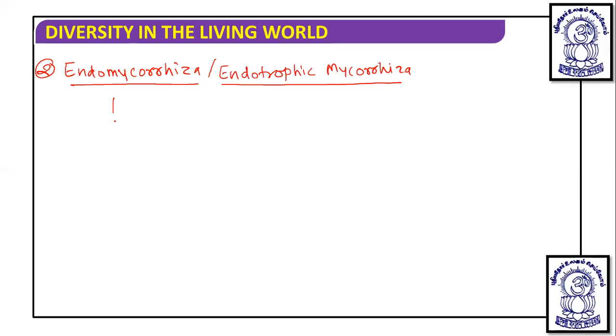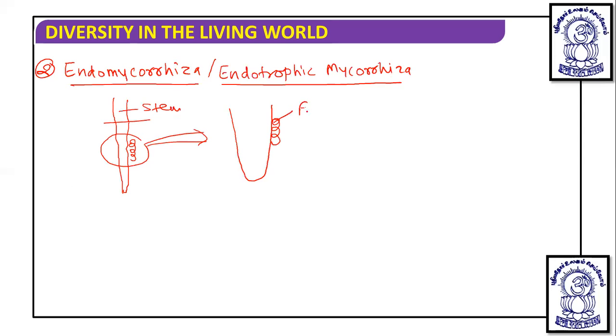So in this, what happens? Suppose this is the stem and this is a root, and the fungus is growing here. If I draw this diagram in somewhat more detail, you will see that the growth of the fungus is less on the surface, but more on the cells. They grow between the cells as well as enter inside the cell. After entering inside the cell, they can form a vesicle or they can form a branched structure known as an arbuscule.